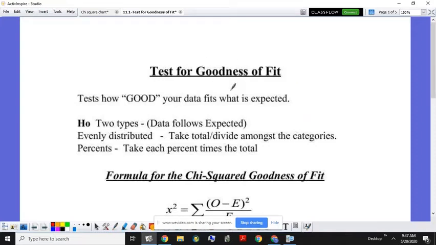This test for goodness of fit is a test to see how good your data fits to what we expect. Right? So there are 2 different types, and yes, goodness is a word. This is an actual name of a test. There are 2 types. There's where your data is evenly distributed, and that's what we're going to do today. And then in part 2 of the video, we'll talk about percent. So let's just talk about the evenly distributed.